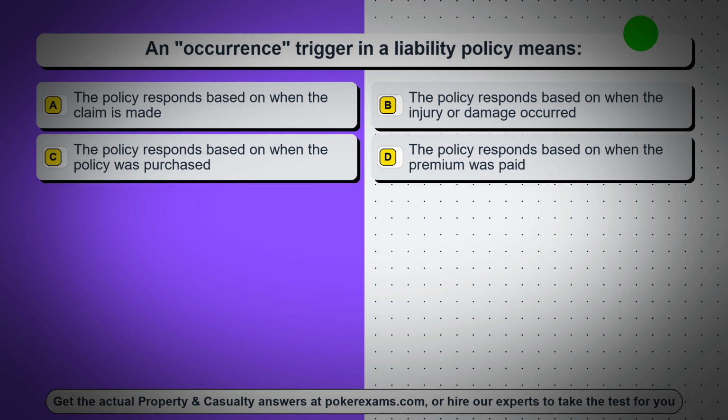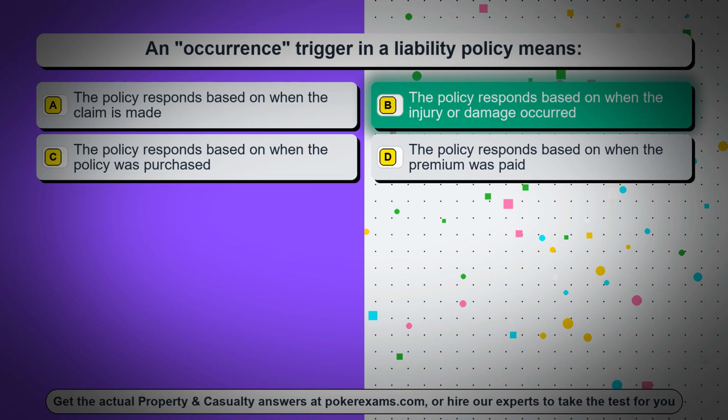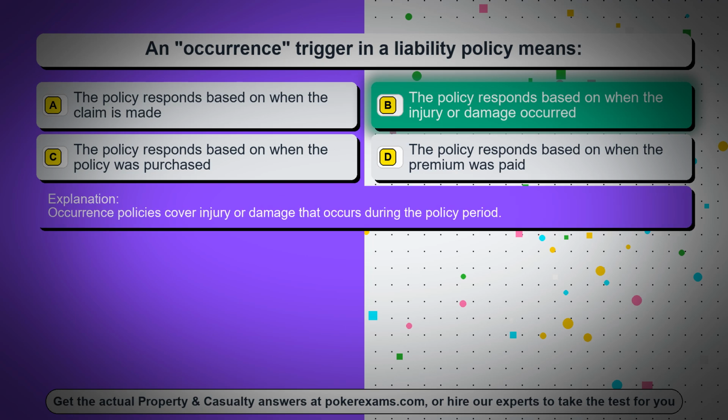Question 100. An occurrence trigger in a liability policy means, option A, the policy responds based on when the claim is made. Option B, the policy responds based on when the injury or damage occurred. Option C, the policy responds based on when the policy was purchased. Option D, the policy responds based on when the premium was paid. The correct answer is option B, the policy responds based on when the injury or damage occurred. Occurrence policies cover injury or damage that occurs during the policy period.